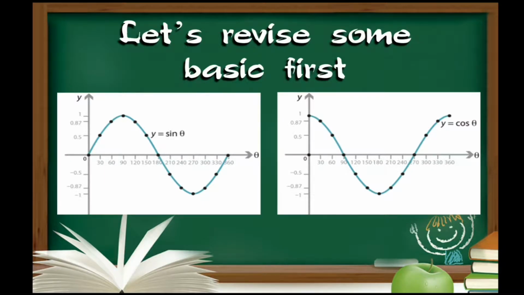Let's revise some basics of a graph first. I'm sure you have seen this from SPM. This is what we call a sine function. The sine function starts from 0, and this is what we call one complete cycle, which is 2 pi radian or 360 degrees. And this is what we call a negative sine function. It will start from the negative part.